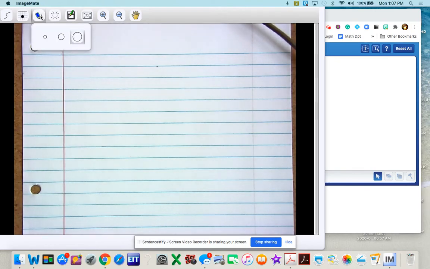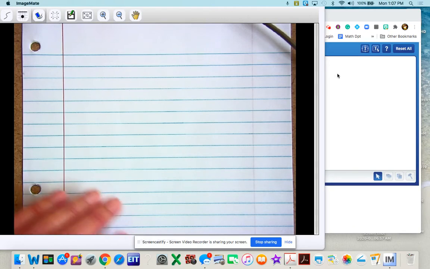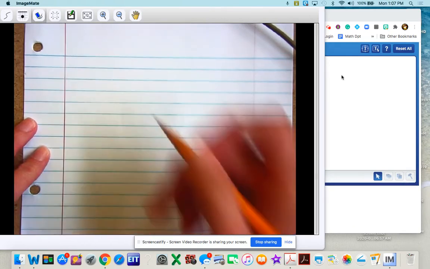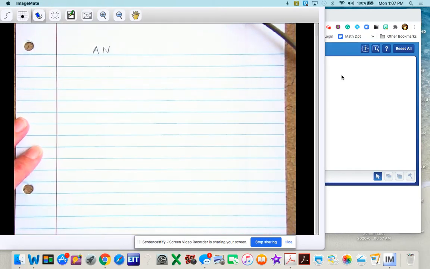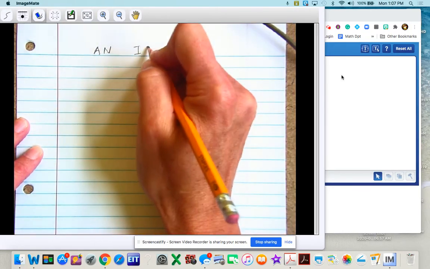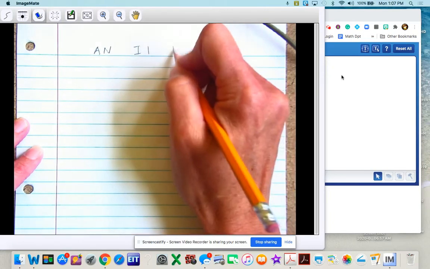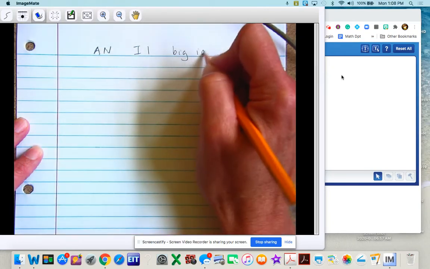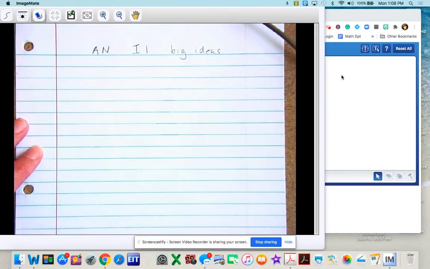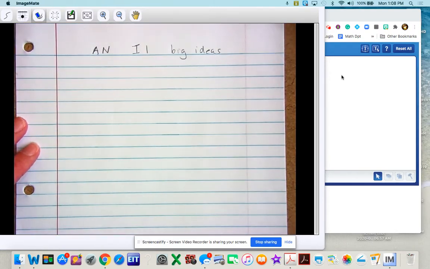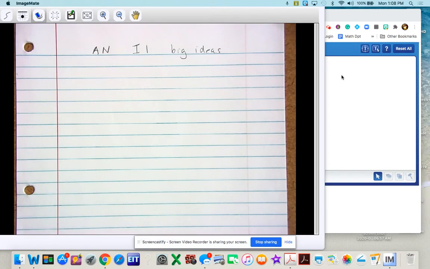Okay, so let's go ahead and title this AN for Accentuate the Negatives. That's the current book that we're in. Investigation one. Okay, big ideas. And you're going to want to do a nice job of writing down your notes because we will allow you to use them on the quiz that you're going to take over investigation one.